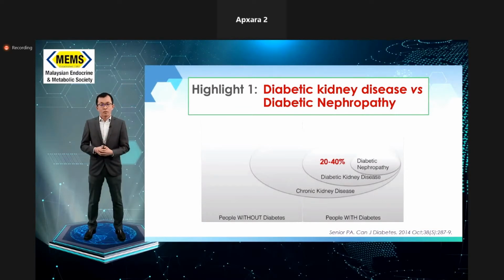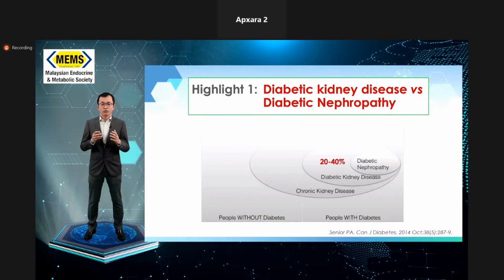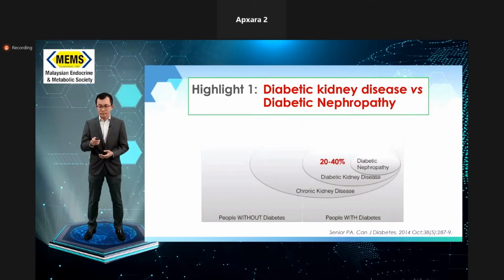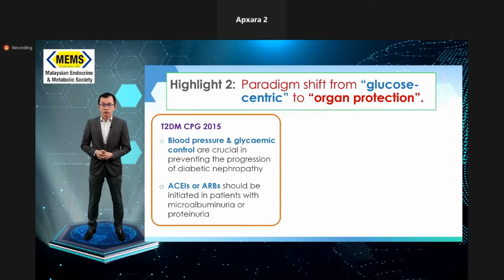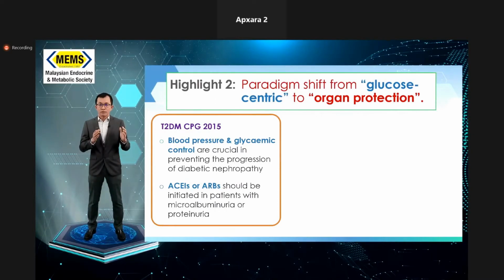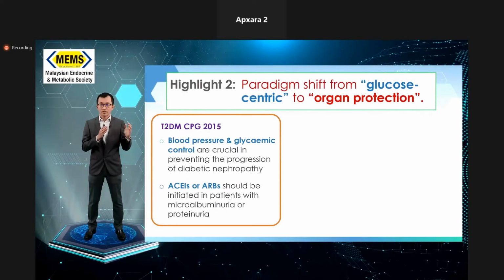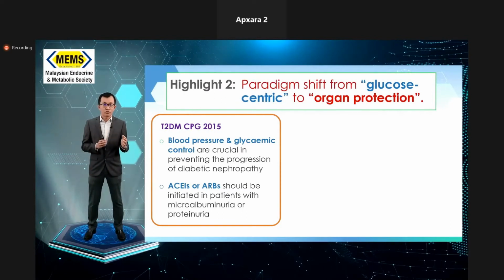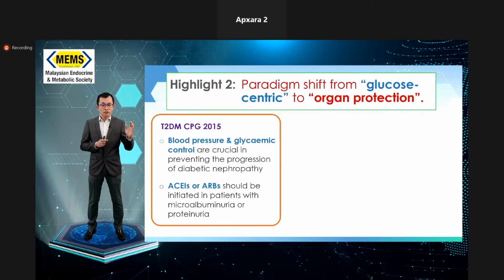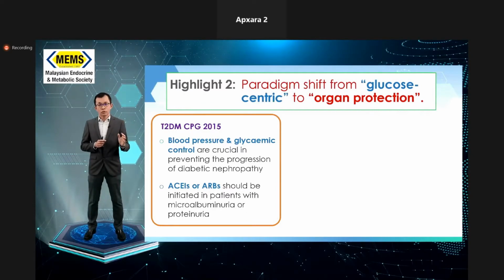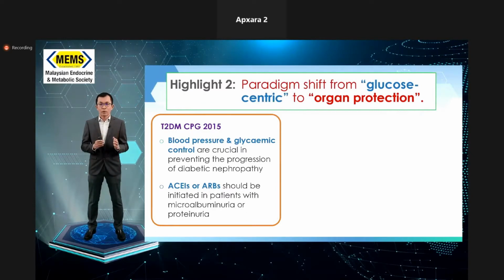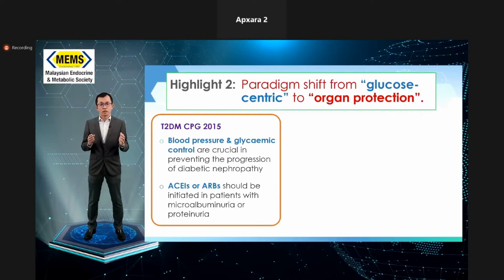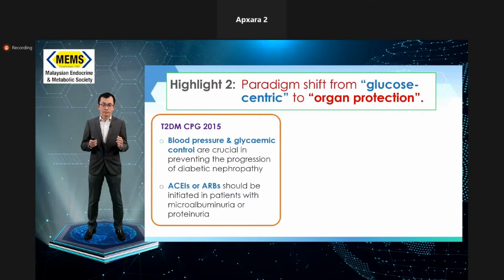And from all the reports, it's estimated that 20 to 40% of patients with diabetes will have diabetic kidney disease. Highlight number 2, we observe a paradigm shift from glucose-centric to organ protection. If you look at 2015 CPG, we highlighted the importance of blood pressure and blood sugar control, as well as the use of RAS blocker to reduce proteinuria as 3 main strategies to retard progression of diabetic kidney disease.